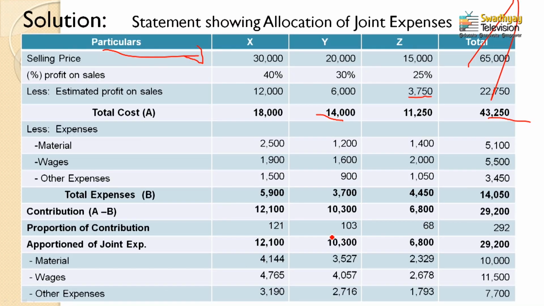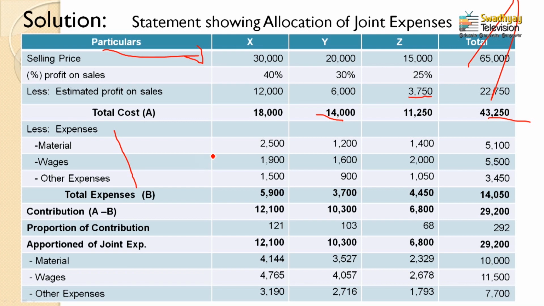Now see the solution here: less expenses. After the total cost, less expenses, and we mention here material, wages and other expenses. Now here, I just wanted to tell you that all the total expenditures include the joint cost. Here we need to bifurcate how much separate expenses were given in the question and what amount of remaining expenditures there were to be allocated between product X, product Y and product Z. That is why we first identify from the question how much separate expenditure for each product was clearly given.